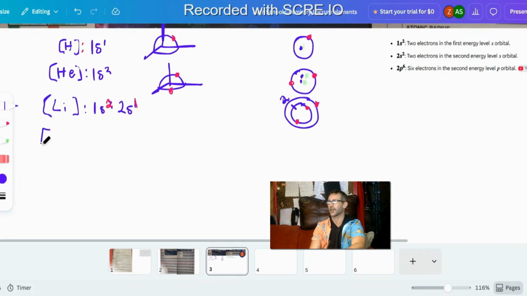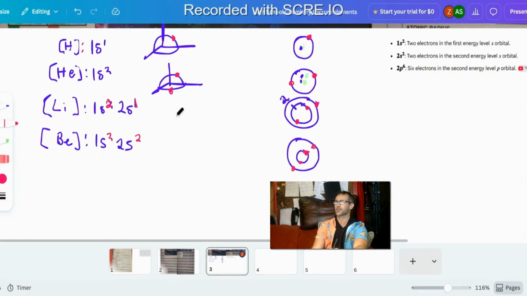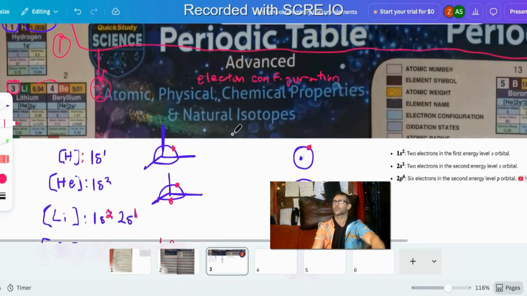So if I did beryllium, right? It'd be 1s2. And you guessed it, 2s2. And it would look something like this. 2 electrons there, 2 electrons there. Making sense? I don't need to do the rest there. That's VSEPR. We're not going to worry about that stuff, and we're not going to worry about protons and neutrons yet. We're doing electron configuration.